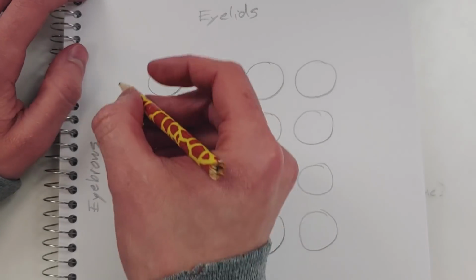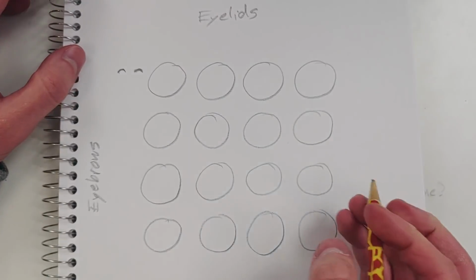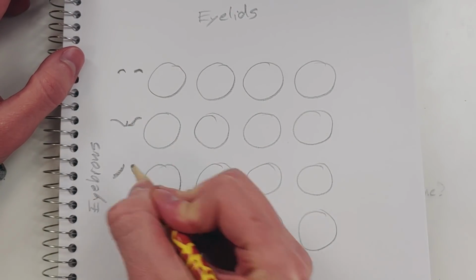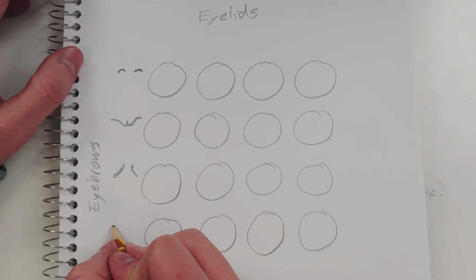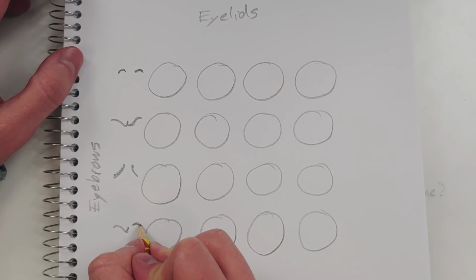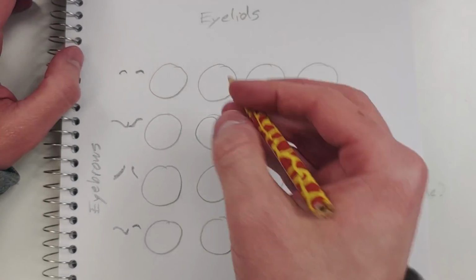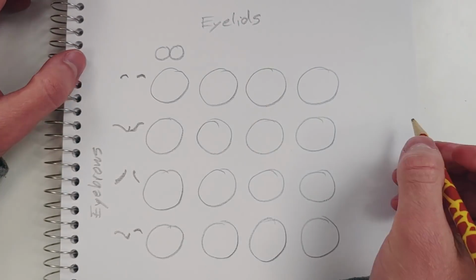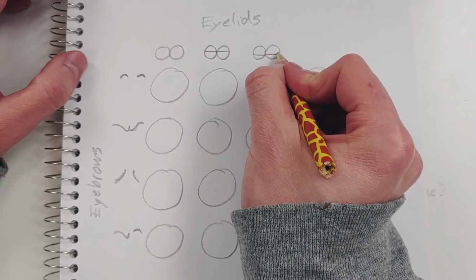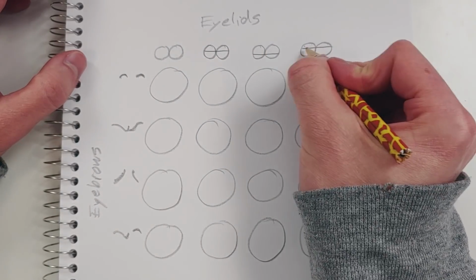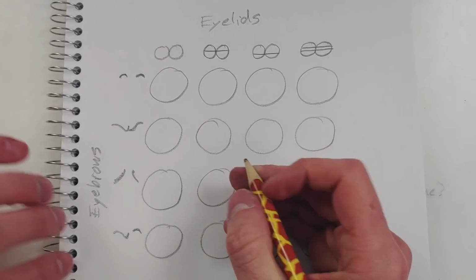So, we have eyebrows like that, sad eyebrows, and then a mix between sad, like that, okay? So those are gonna go all the way across. And then eyelids, we got regular, top, down, and then both. So we'll mix these two up. What do I mean by that?